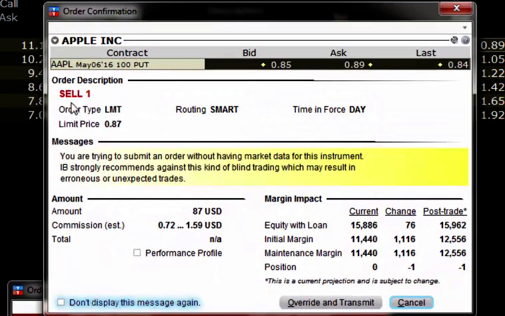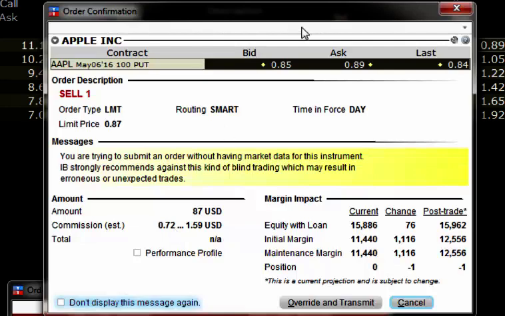It's saying, are you sure you want to sell the May 6th $100 Apple put? And it's saying you're going to pick a limit price of 87. We're going to take in $87, and this is our estimated trading commissions. As you can see, it's next to nothing. About $1 is what we're going to pay.